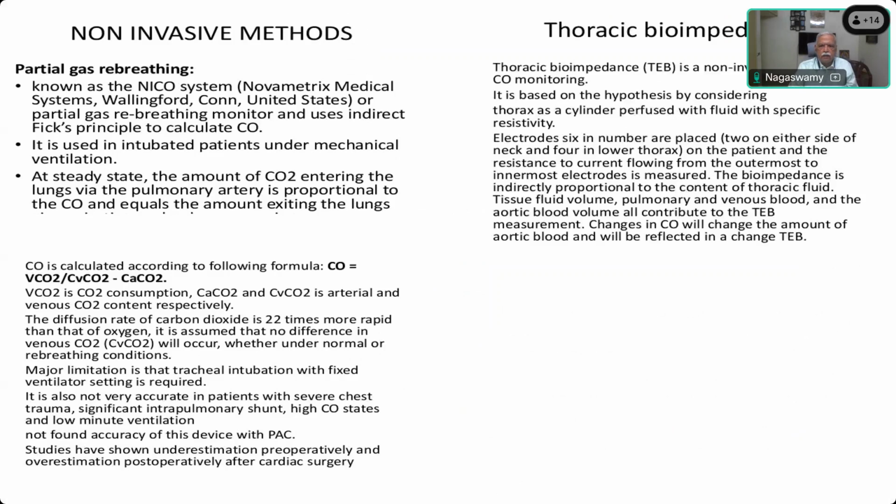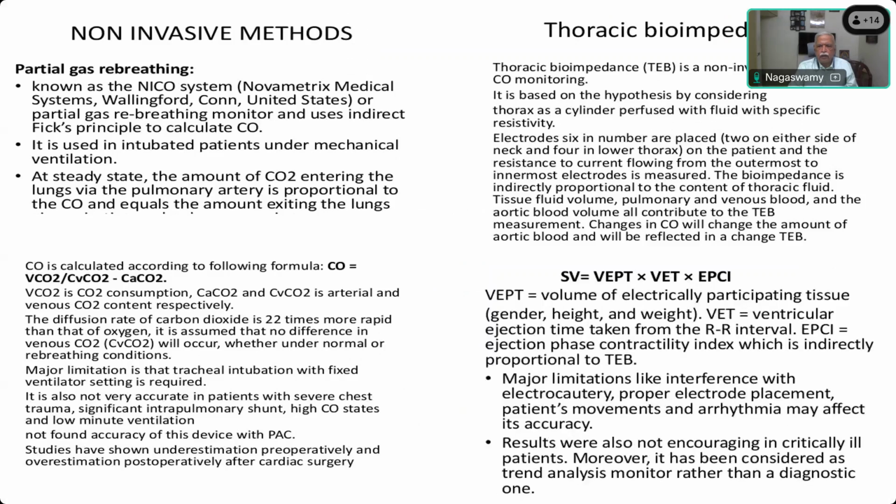Then the next thing is the thoracic bioimpedance, which is again used as a non-invasive method. Electrodes are fixed in a number of positions on the patient, I will show you the pictures later. It measures the stroke volume using the formula: volume of electrically participating tissue based on gender, height, and weight, multiplied by ventricular ejection time taken from the RR interval, and then the ejection phase contractility index, which is inversely proportional to total electrical bioimpedance.